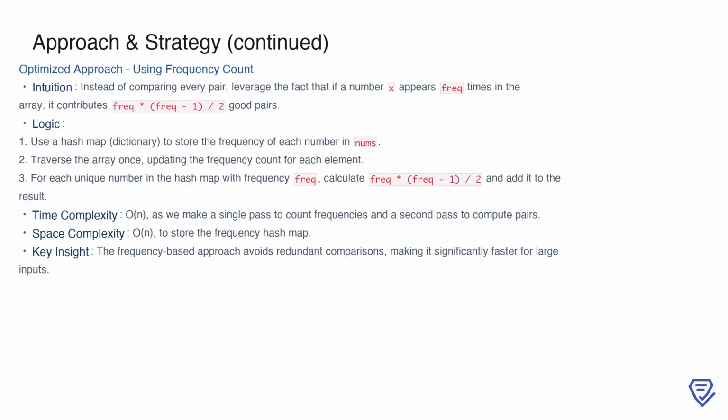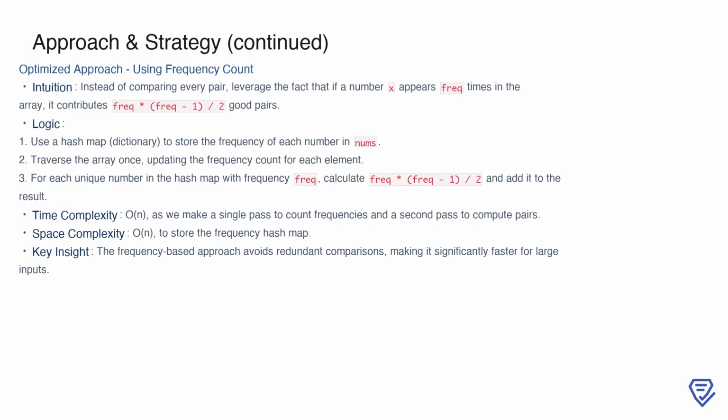The key insight here is that if a number appears multiple times in the array, the total number of good pairs it contributes can be calculated directly using the formula frequency * (frequency - 1) / 2, where frequency is the frequency of the number. To implement this, we can use a hash map to store the frequency of each number as we traverse the array. In the first pass, we populate this frequency map.